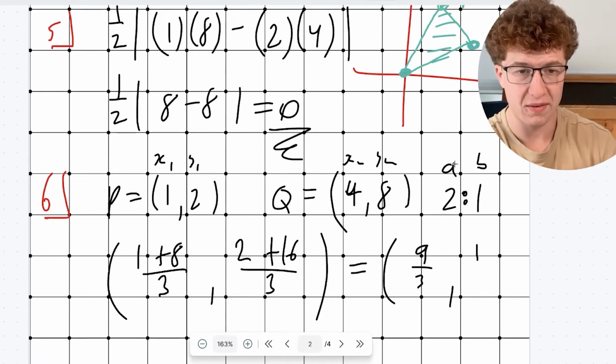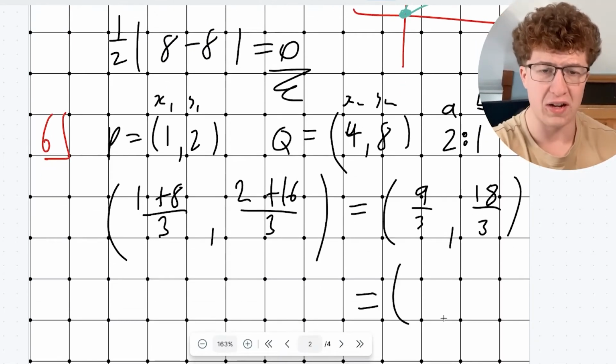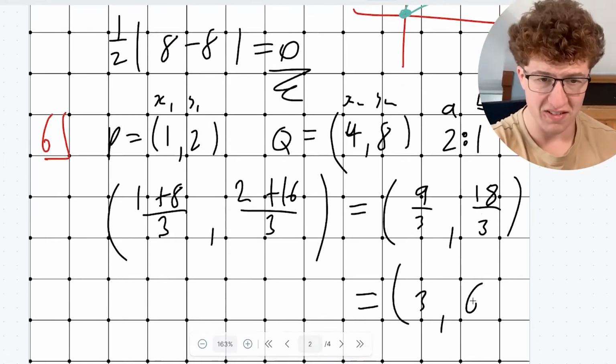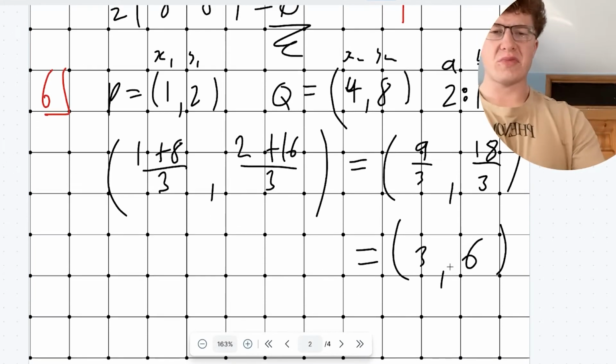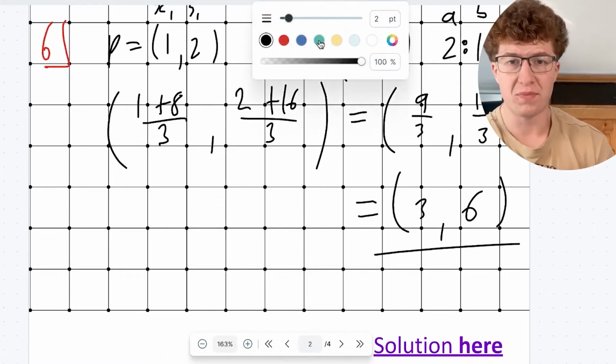Why can't I draw the 8? There we go. 18 divided by 3. And when we simplify that, 9 divided by 3 is 3, and 18 divided by 3 is 6. So that's our answer. But if you're ever getting lost with this, it's very helpful to draw the actual line.